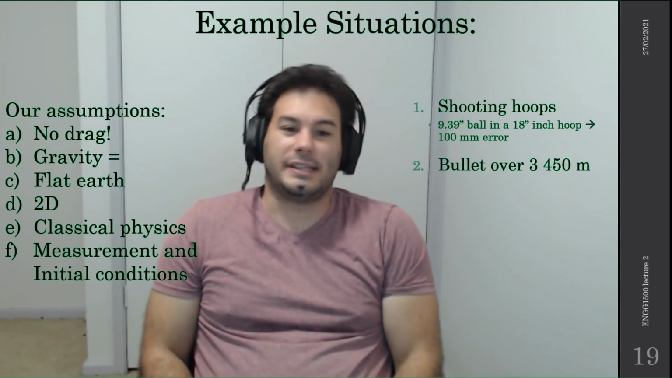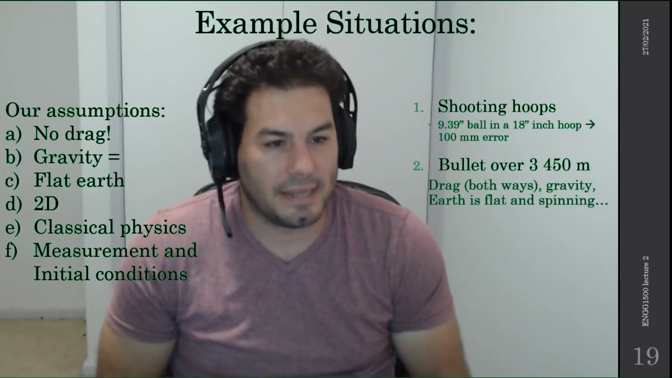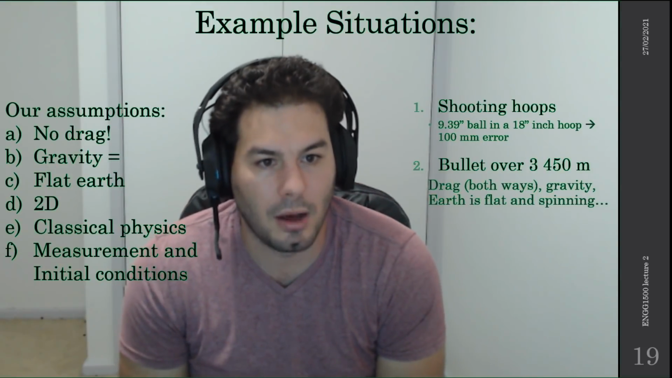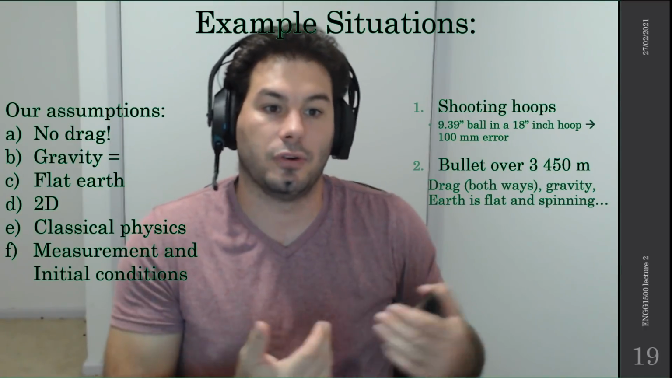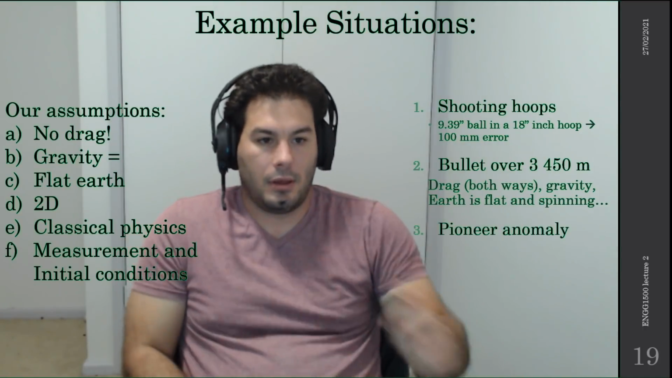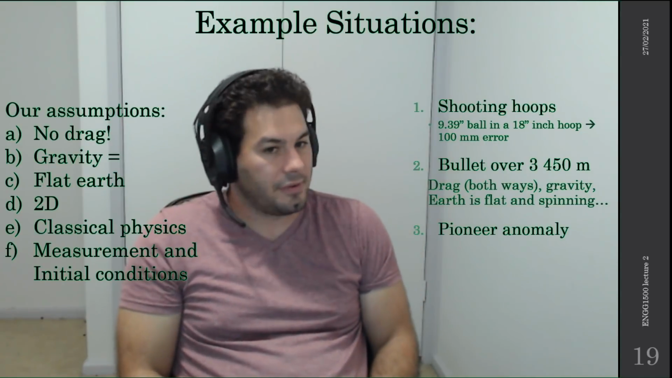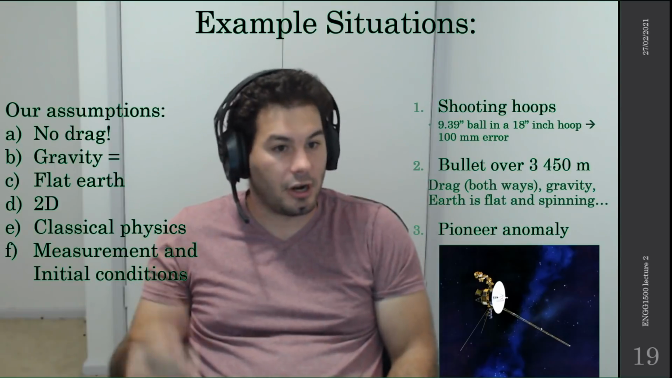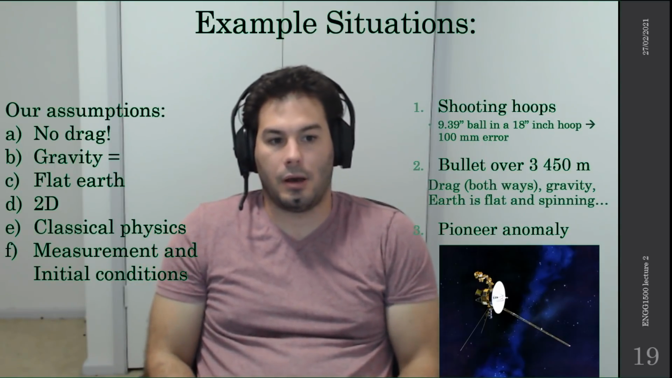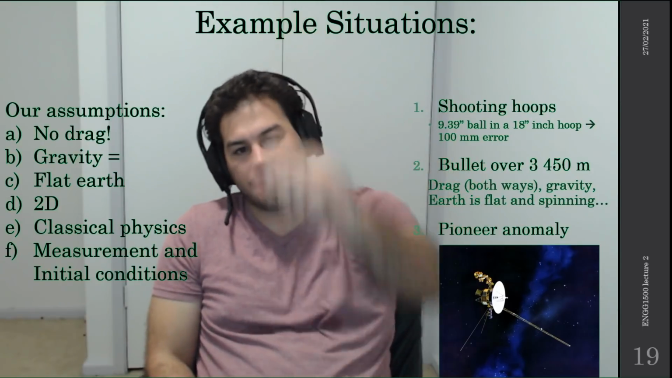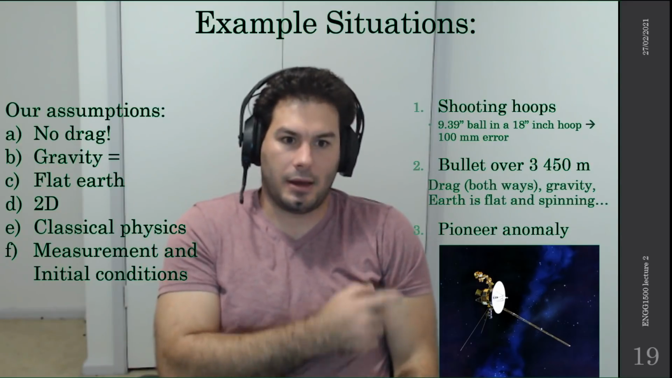All right, third example. So these are two ground-based examples that both ended up with pretty different levels of sophistication of the model that was required. Third example is going to be the Pioneer anomaly. I don't know if anybody's ever heard of this, but there's the Pioneer spacecraft. They're some of the older spacecraft that they sent out of the solar system.